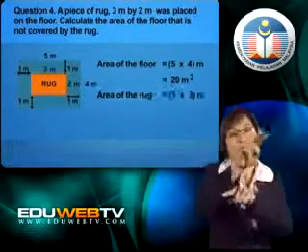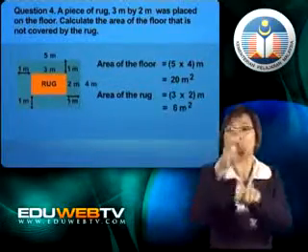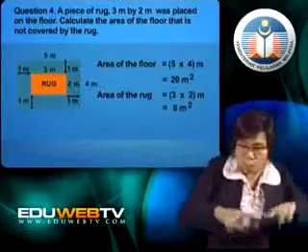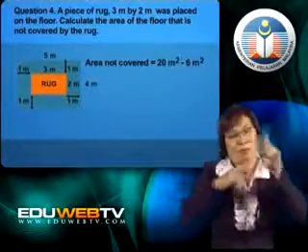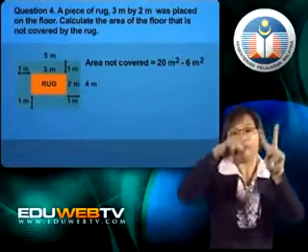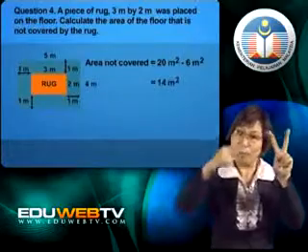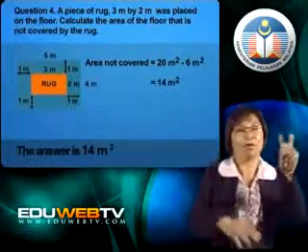Area of the rug is 3 meters multiplied by 2 meters equals 6 meters square. Subtract the floor area and the rug area to get the area not covered by the rug. 20 meters square subtracting 6 meters square equals 14 meters square. The answer is 14 meters square.